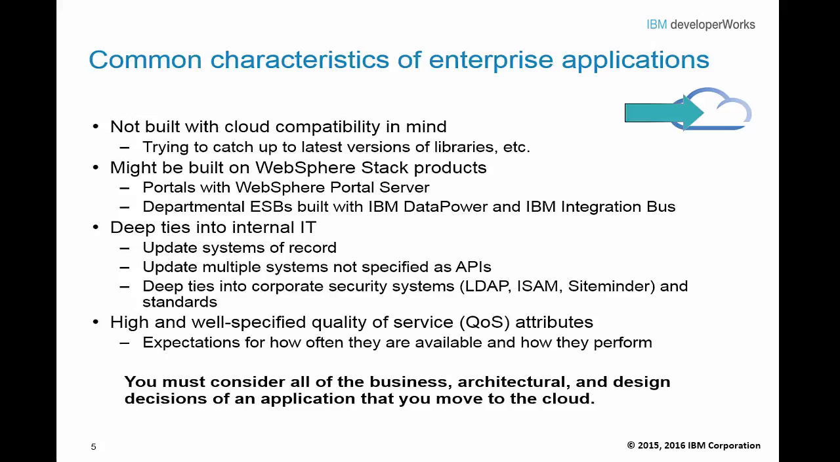They may read from and update multiple systems that are not specified as APIs and have deep ties into corporate security systems, for example, LDAP, ISAM, SiteMinder, and have ties to corporate standards. Often, enterprise applications have high and well-specified quality of service attributes, where SLAs on the availability and performance of the application are promised to customers.